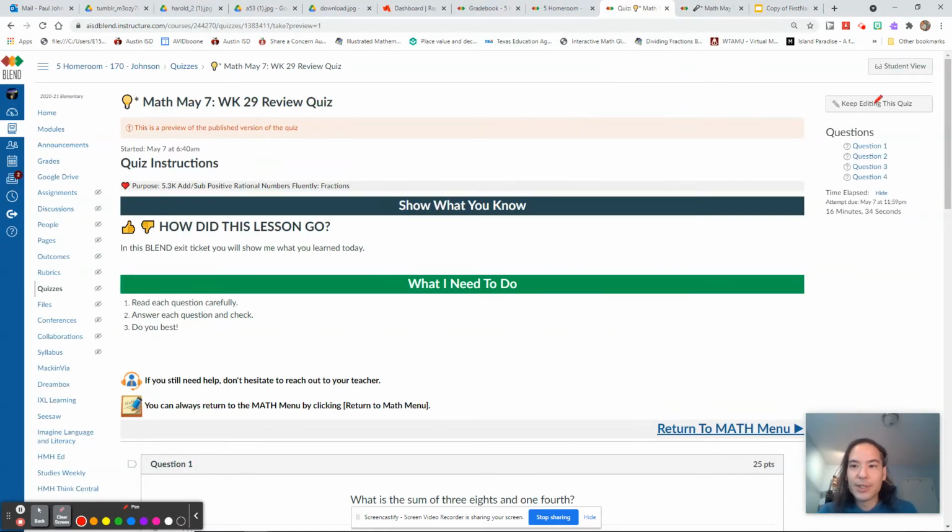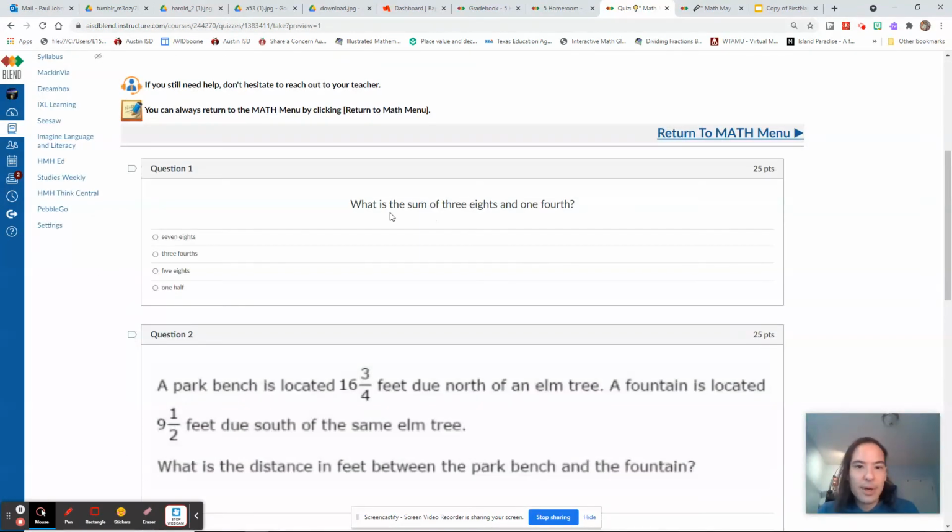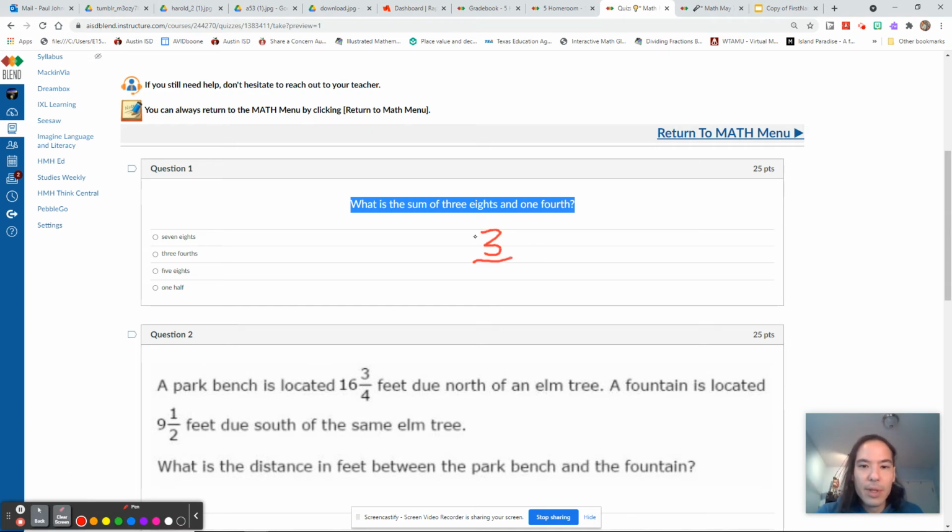Let's take a look at your quiz since y'all were sticking around, and I'll actually help you out. All right. So, what is the sum of 3/8 and 1/4? All right. What does that mean? Sum is addition. All right. So 3/8 plus 1/4.